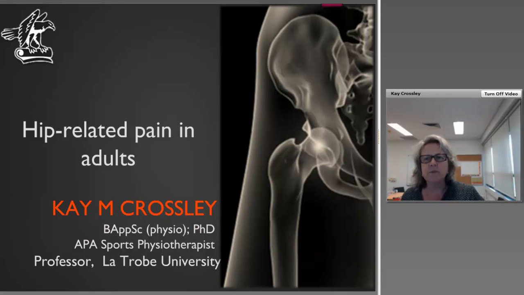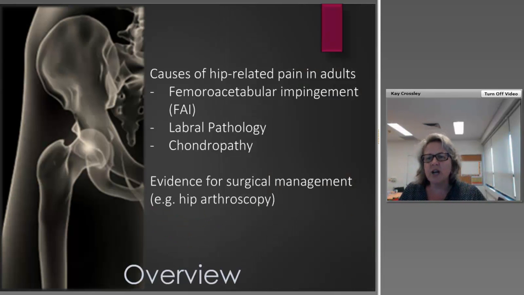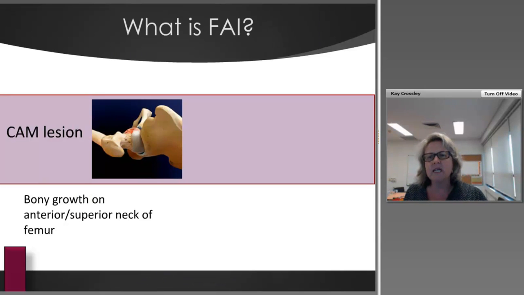My talk will be focused on the causes of hip-related pain, specifically FAI, but also labral pathology and chondropathology, and I will talk about evidence of surgical management, mostly hip arthroscopy, and then Jo will talk about conservative management following that. So I suppose the first question we need to address is, what is FAI?